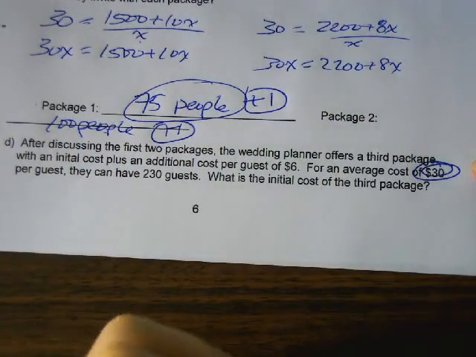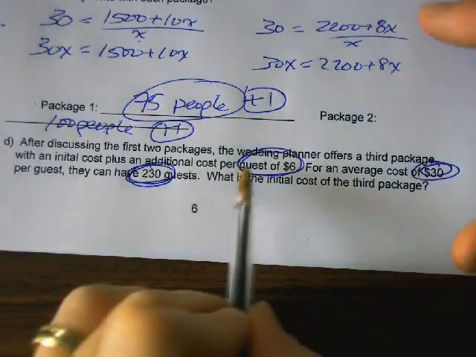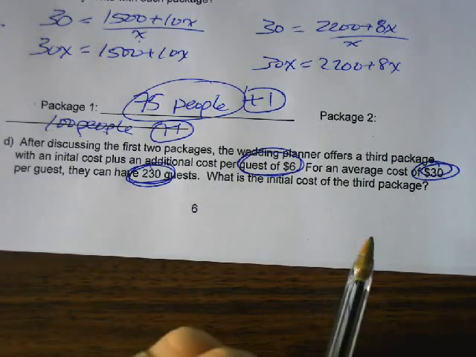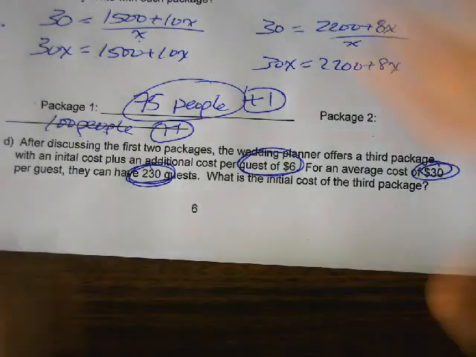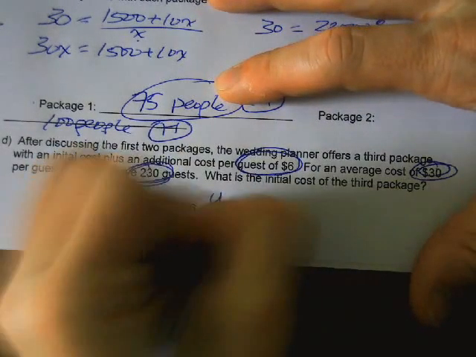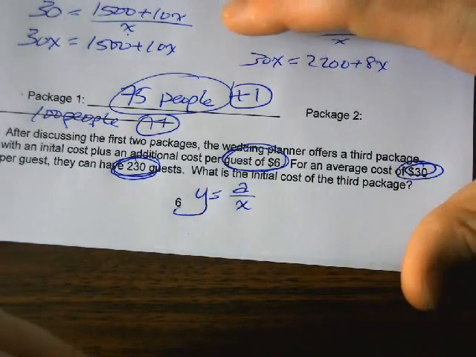$30 a person. You also see that there's going to be 230 guests. And we're going to say that basically it costs about $6 in terms of getting the invitations out to people and all that stuff. All right. So make your equation. Your relationship is y equals a over x. We know that it's an inverse relationship.